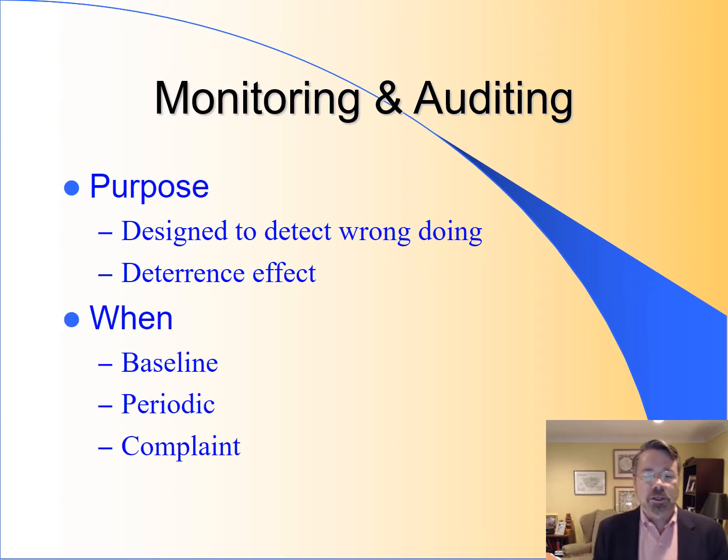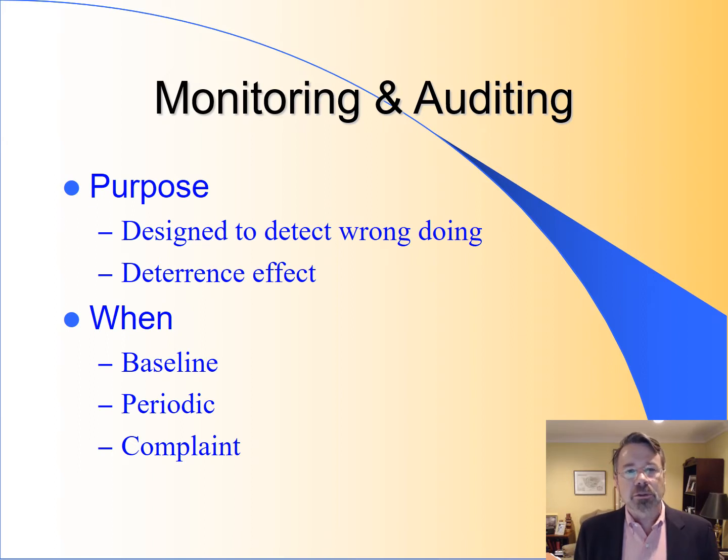Different places to be looking at it. One is sort of a baseline on the front end, making sure that your employees and your systems start out on the right track, that they're compliant, that they address the problems that are foreseeable. And then periodically going back and looking to assure that in fact you are hitting the target.